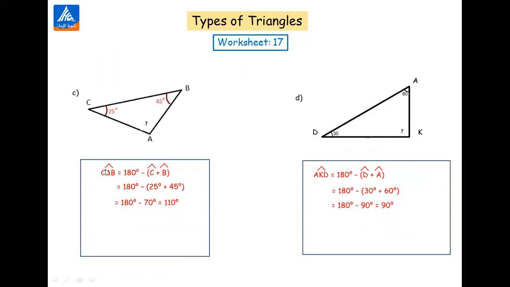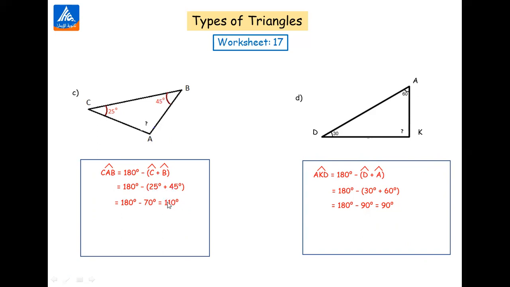Part C. Since C is 25 and B is 45 degrees, I have to use the sum of angles in a triangle to get the measure of angle A. So CAB is 180, subtract the measure of C and B. So we are going to subtract 25 plus 45. Why? To know the measure of angle A alone. So 25 plus 45 is 70. Then I'm going to get CAB equal to 110.